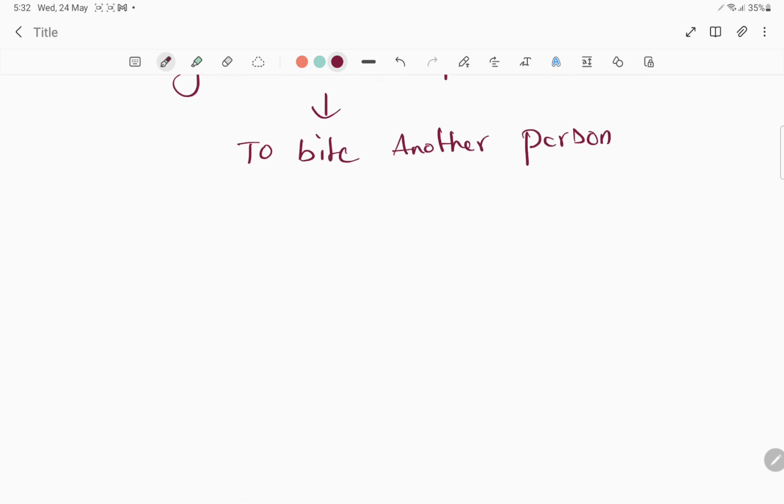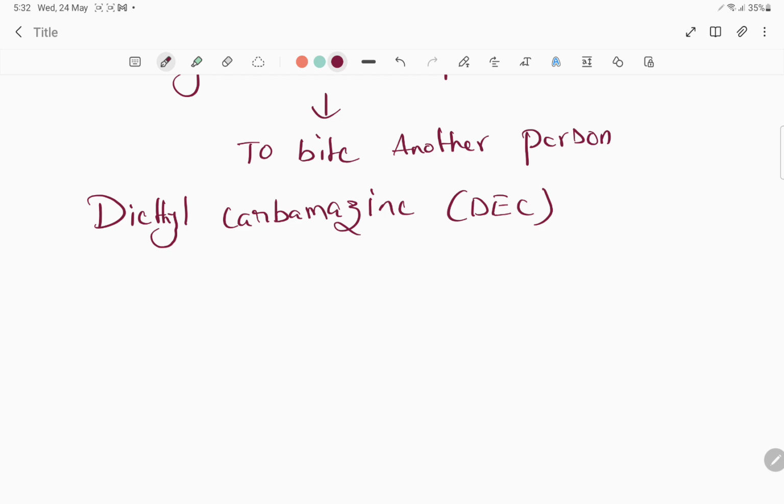Next, coming to vector control. Like in the case of malaria, for the spread of disease, human health education is very much necessary. In highly endemic conditions, they use diethylcarbamazine, DEC, to control the disease in endemic regions.